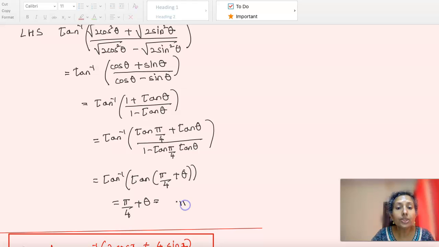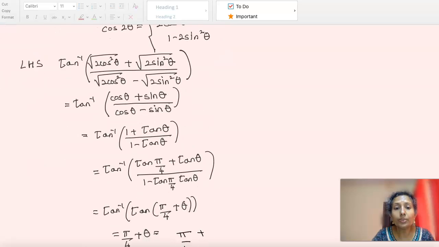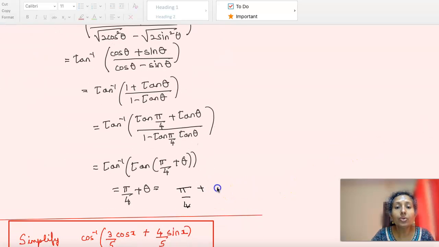And now we substitute. So this is pi by 4 plus. Now what is theta? We have x squared is cos 2 theta. So 2 theta becomes cos inverse x squared. So theta is cos inverse x squared by 2. Theta kya ban jata hai? Cos inverse x squared by 2 ban jata hai.